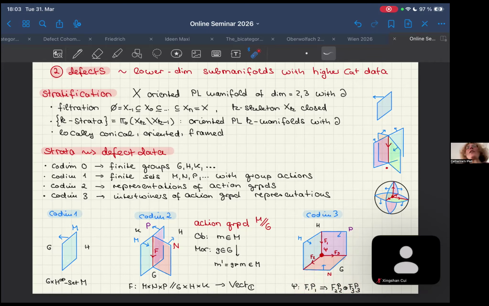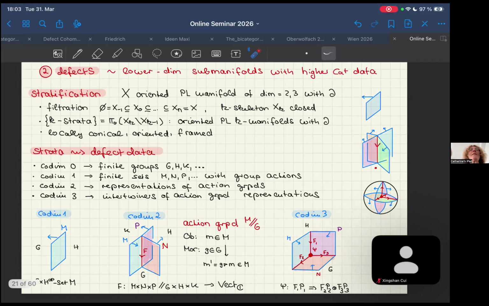So this is essentially the defect data. And in codimension 2 and 3, it doesn't get much more complicated if you do twisting, but we didn't want to do this in this work. Okay, so you know what to associate to the defects and how to treat the defects mathematically.